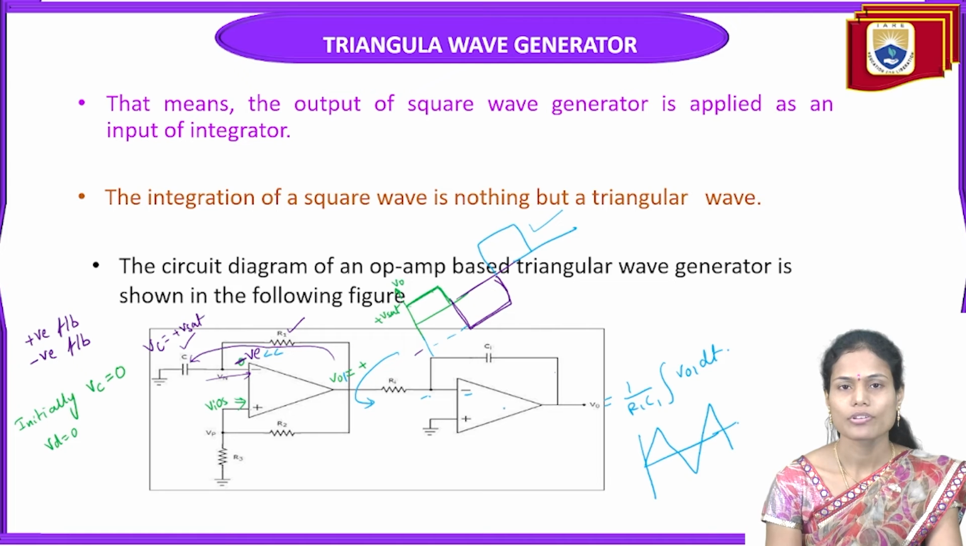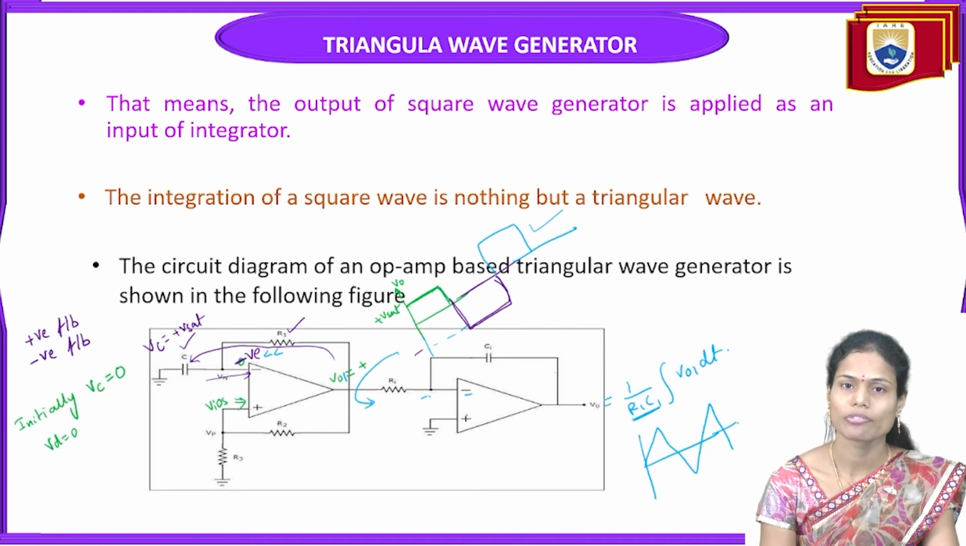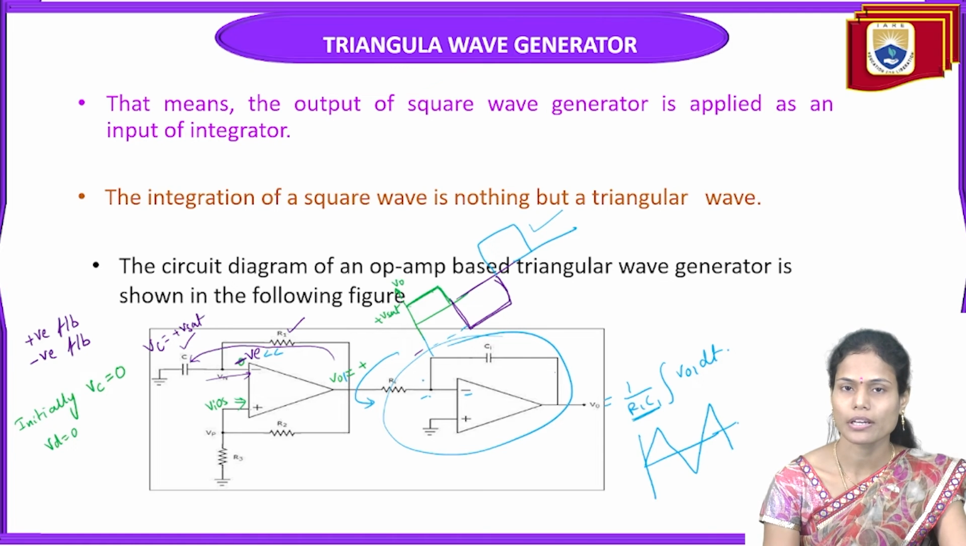So the operation of this integrator is to integrate the applied input signal with the time constant R1C1. How much integration it can provide depends upon the resistance R1 as well as the capacitance C1 of this integrator circuit. That is nothing but depending upon the time constant of the circuit.